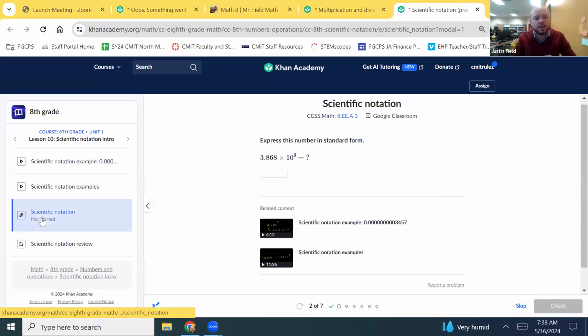So if we're not in scientific notation, the normal way you write numbers that you're used to is called standard form. And so that's with all the zeros.